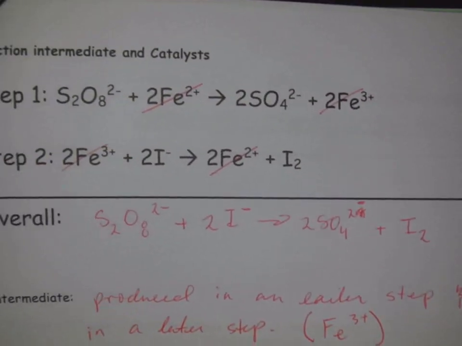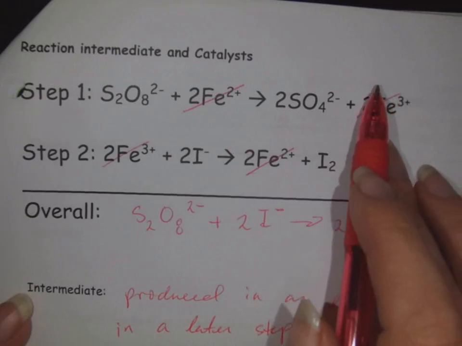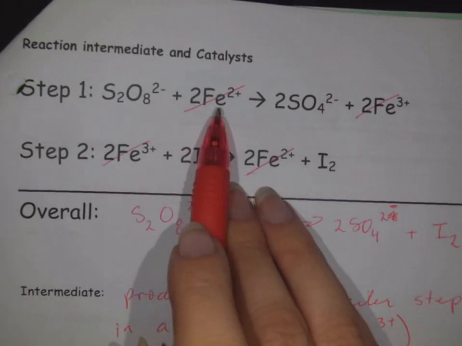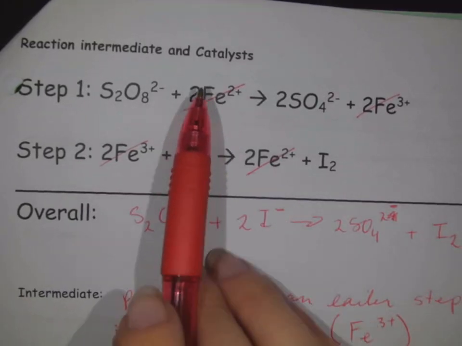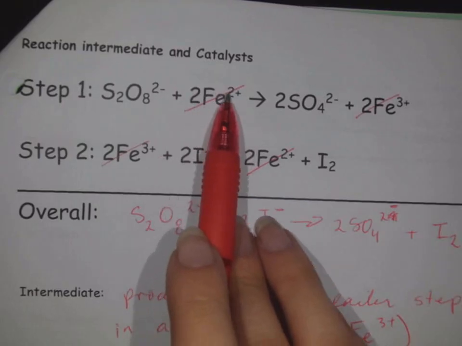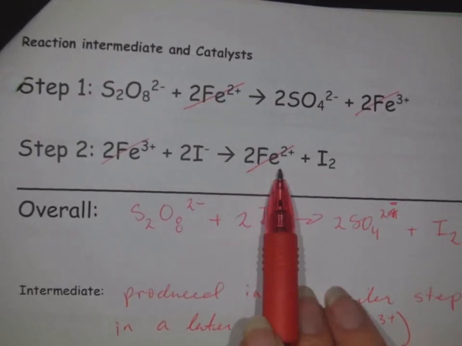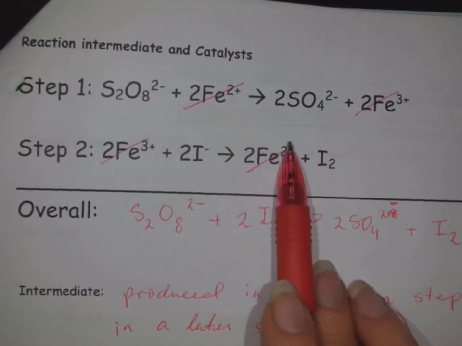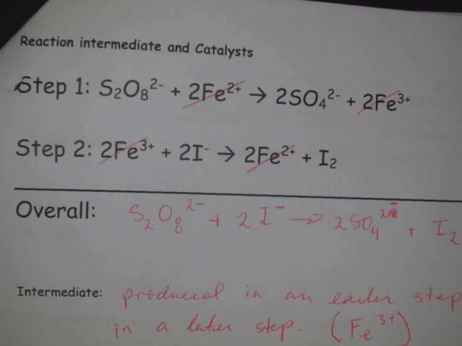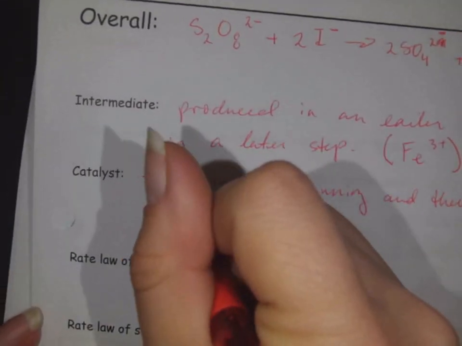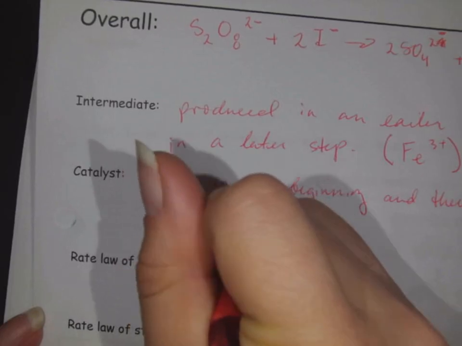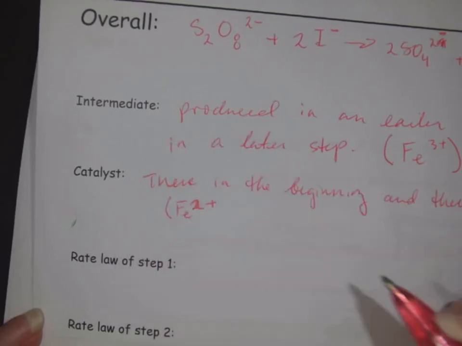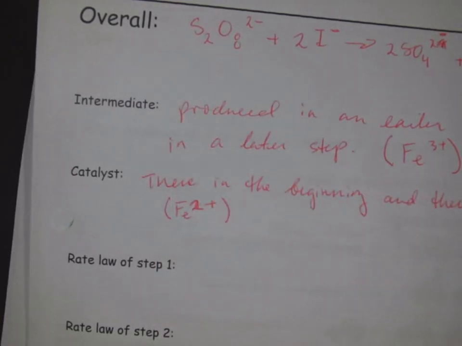So let's look at this. The iron 3 was an intermediate. It was produced in an earlier step and consumed in a later step, but the iron 2 is actually the catalyst. Do you see it in step 1? It was there in the beginning, and it was there in the end. It was a product after the final step. So when it's there in the beginning and there in the end, it cancels, and it's a catalyst. So our example of our catalyst is the iron 2+, not 3+. Iron 2+ is the catalyst. Okay, important thing.